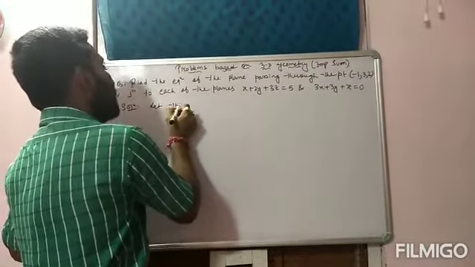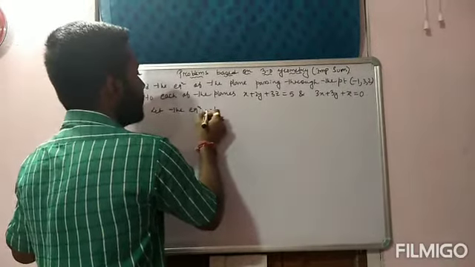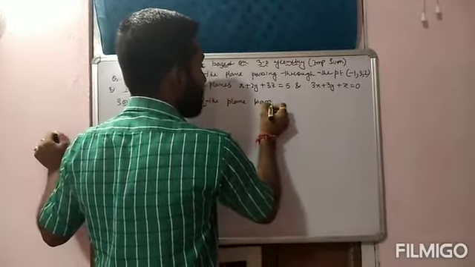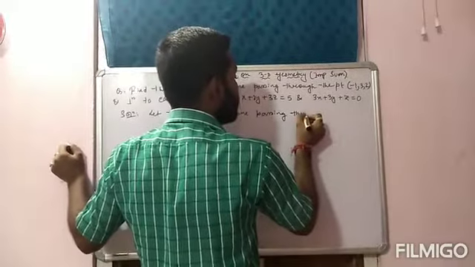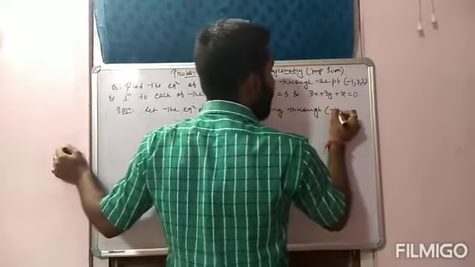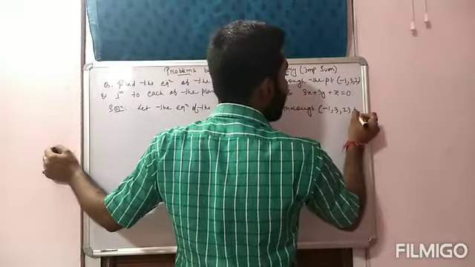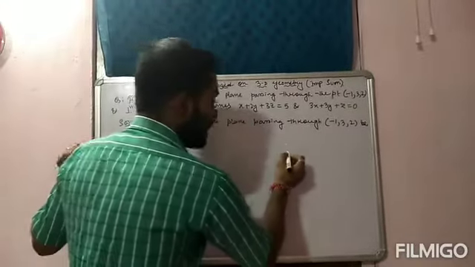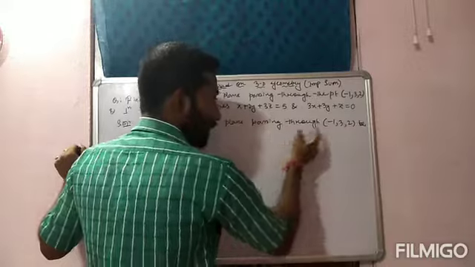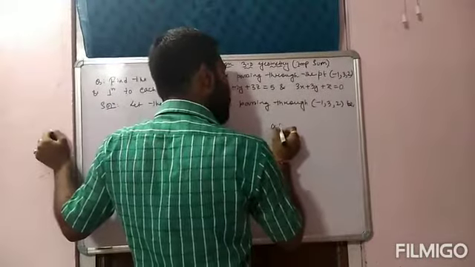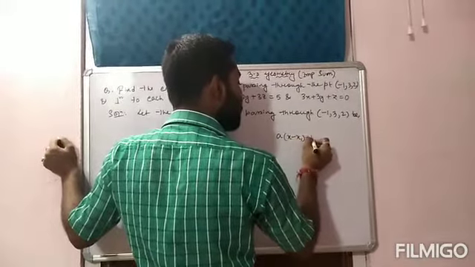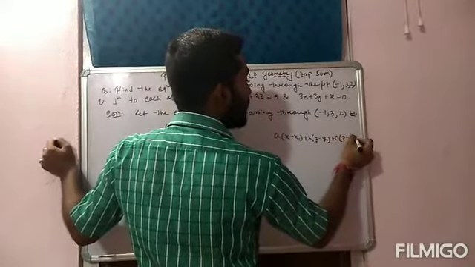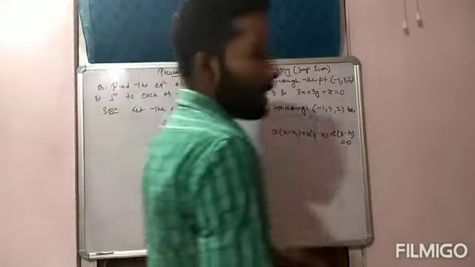Let the equation of the plane passing through -1, 3, 2 be a into x minus x1. The formula is actually for the plane which is passing through a point x1, y1, z1. The formula is a into x minus x1 plus b into y minus y1 plus c into z minus z1 is equal to 0. This formula I am going to use now.